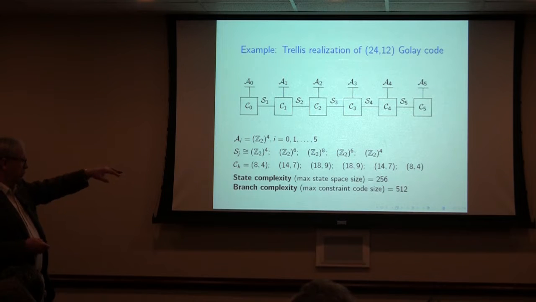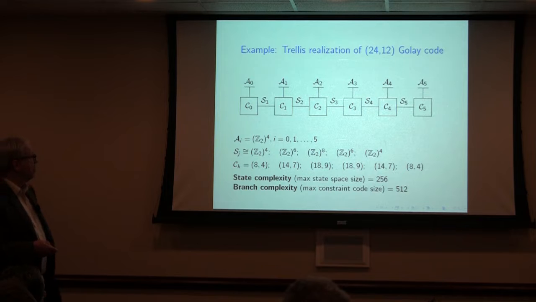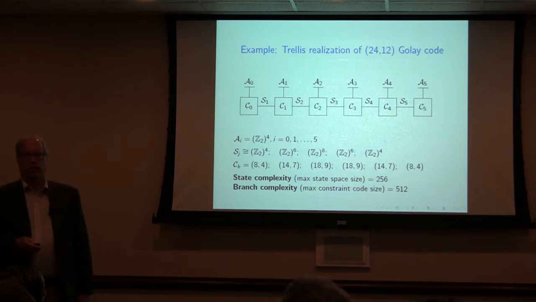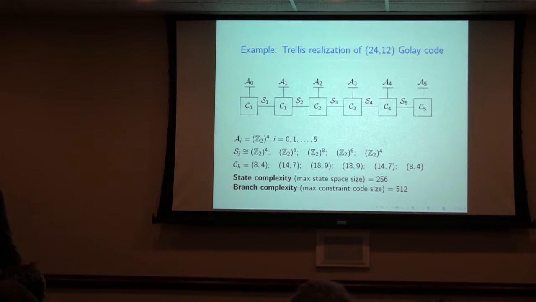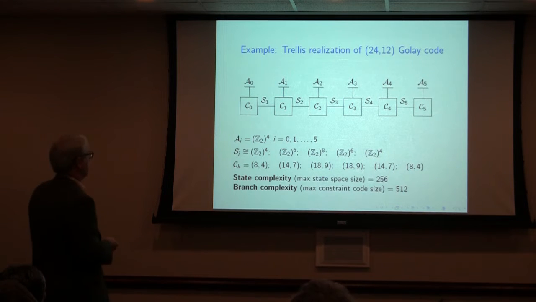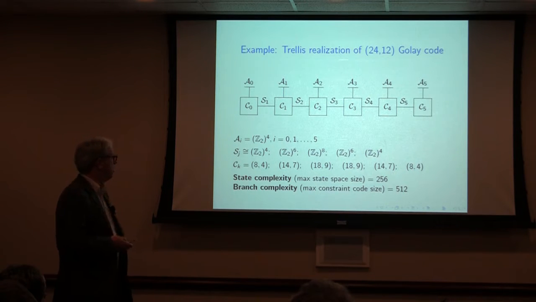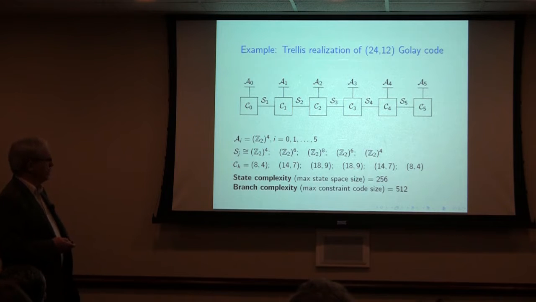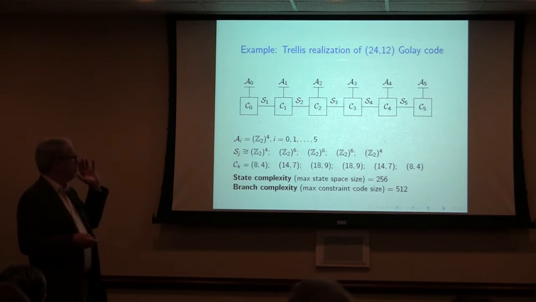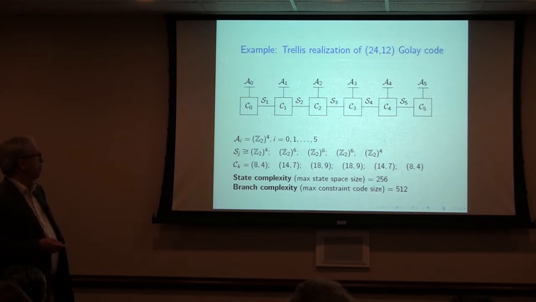For normal linear time invariant systems, we want to talk about an infinite time axis. The 24, 12 Golay code, any of you who've taken coding theory know this is one of the most famous codes with extraordinary algebraic structures, so it's a good thing to look at. People spent a lot of time on this; it is called a trellis realization of a code in general.